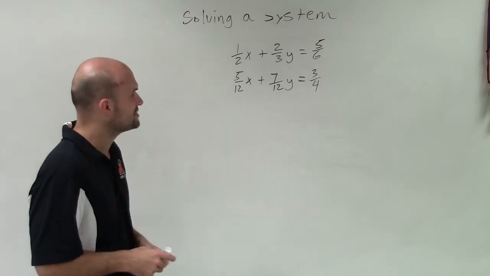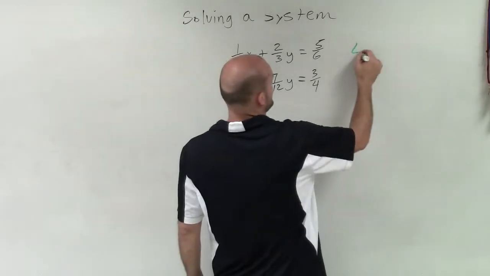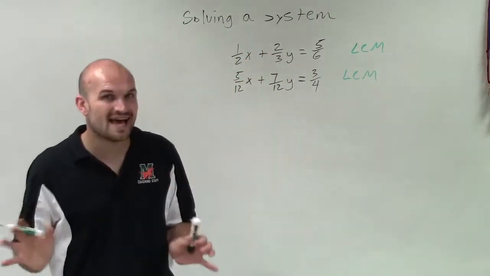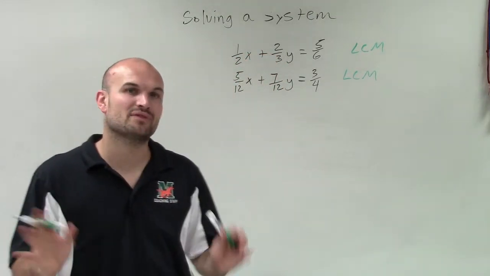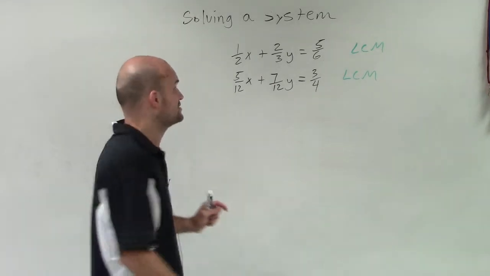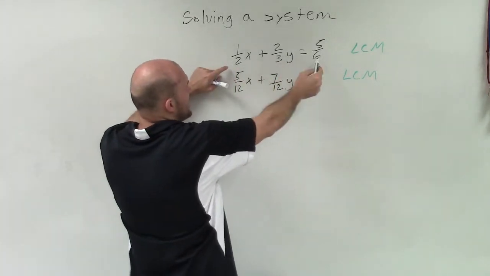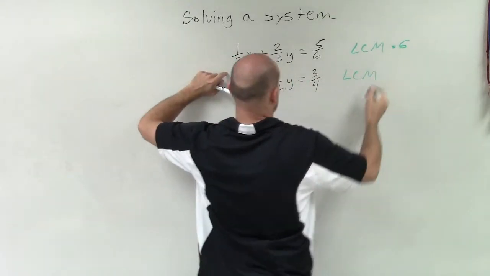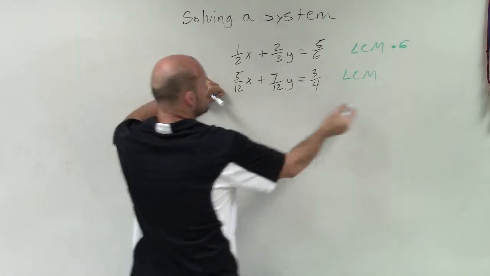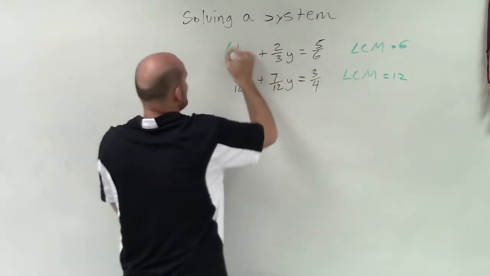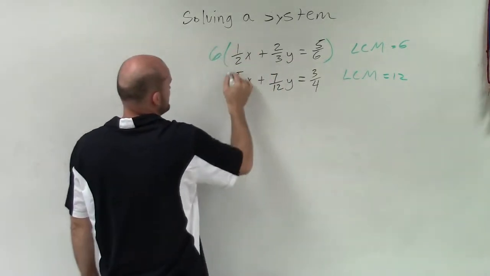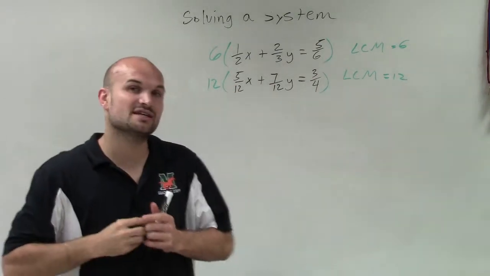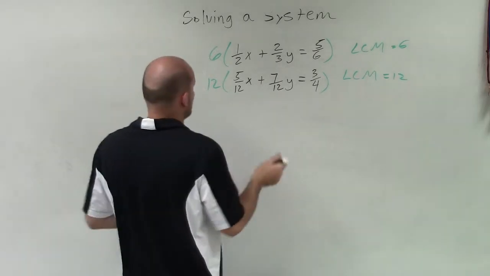To eliminate the fractions, all I need to do is multiply by the LCM of each case. So I'm going to eliminate the fractions first, then I'll get to how to apply elimination. So the LCM of my denominators, or we can call this the least common denominator, is going to equal 6. And the LCM of my denominators here is going to equal 12. So I'm going to multiply every single term by 12 and 6. And what that's going to do is eliminate my fractions.